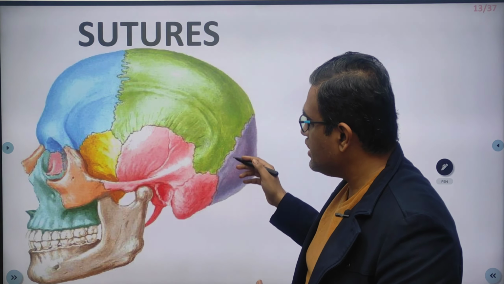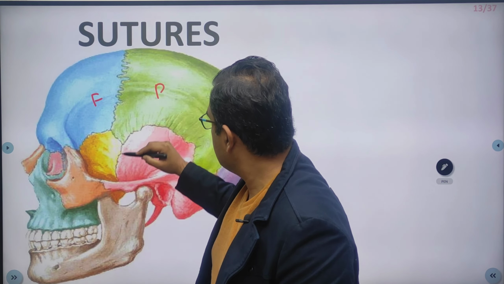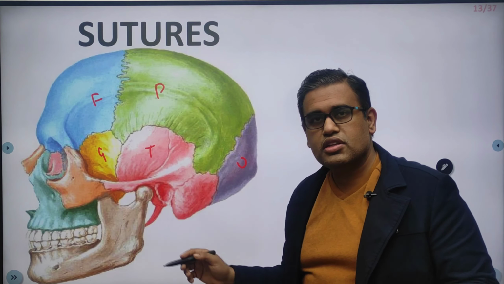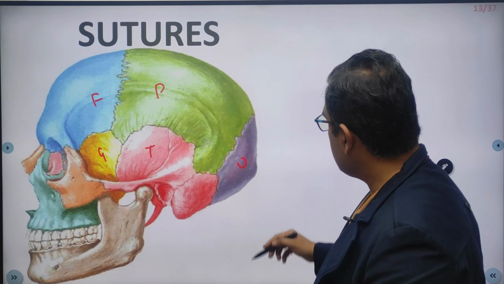Now all these skull bones, they are joined by various sutures. Here we can see few bones like a frontal, a parietal bone, a temporal bone, a greater wing of sphenoid bone, an occipital bone. All of them are joined by various sutures. Now sutures are further classified. For example, let us see a couple of examples.